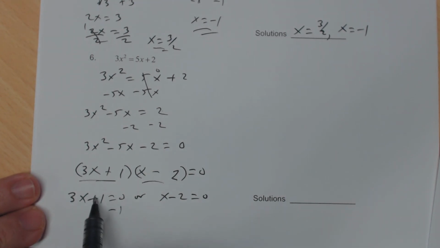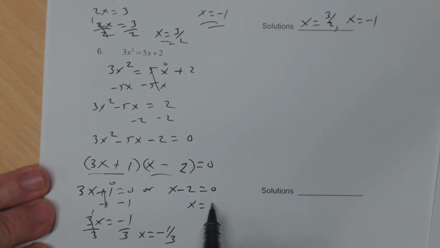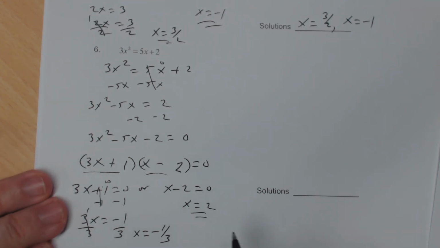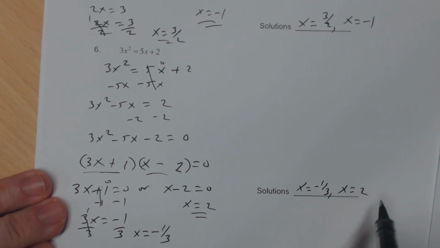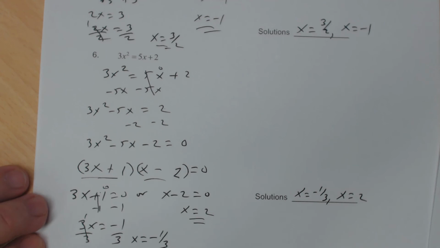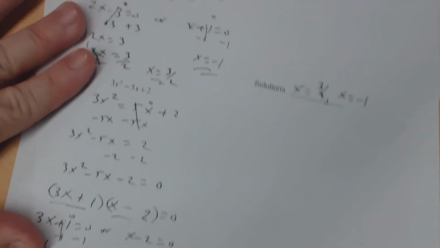So subtract 1 from both sides, combine like terms, a positive 1 and negative 1 is 0. You get 3x equals negative 1, and then divide both sides by 3. I get x to be negative 1/3. Over here, I get x to be 2. Those are your two solutions. So x equals negative 1/3, comma, x equals 2. Okay? All right, so that's the key to section 6.6, part A.